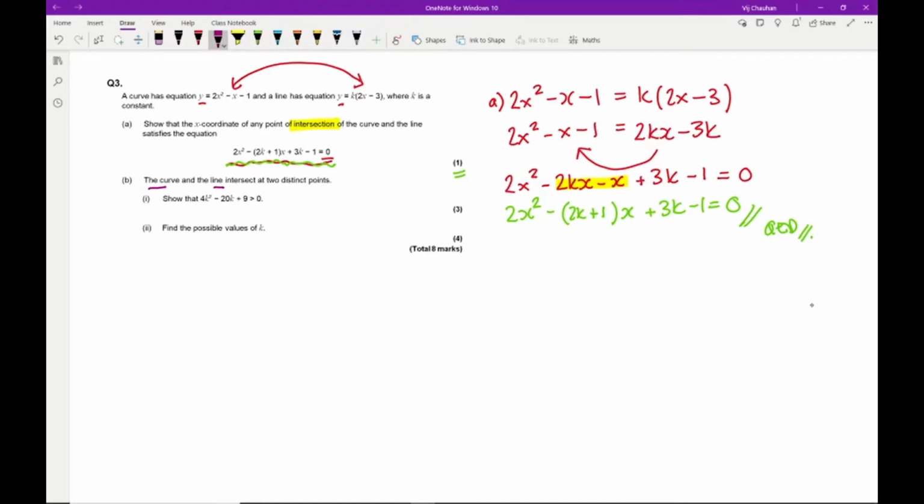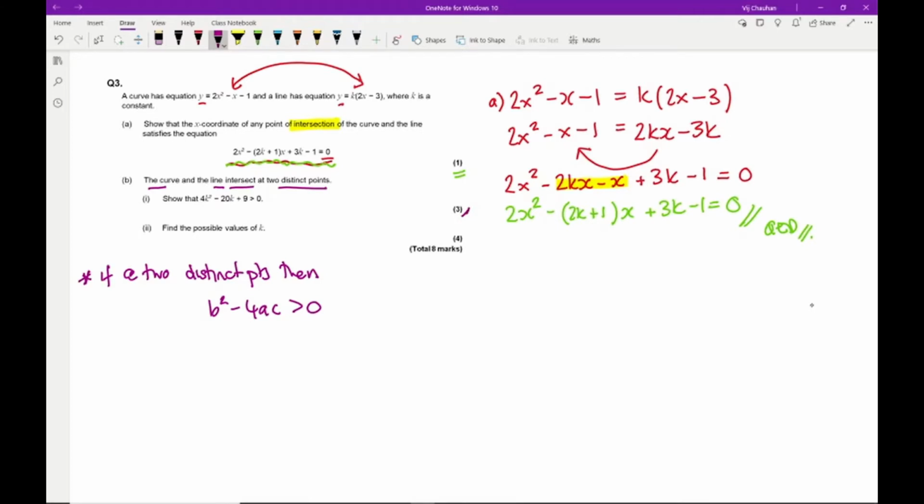Now in terms of B, it says that the curve and the line intersect at 2 distinct points. Now when we say 2 distinct points, then we know that b squared minus 4ac has got to be greater than 0. Now this line is really important that you do write this down, because that's usually where the first out of the 3 marks would come from.